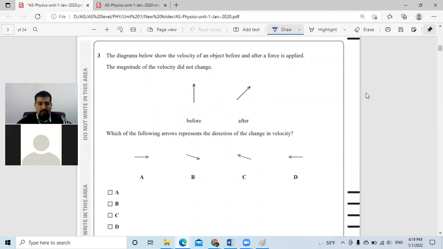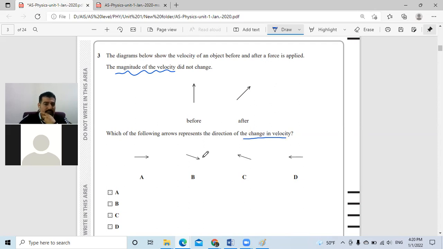It's not energy, of course. Question 3. The diagram below shows the velocity of an object before and after a force is applied. It was moving in this direction and changed direction to be upright. The magnitude of the velocity did not change. Which one of the following represents the direction of the change in velocity?